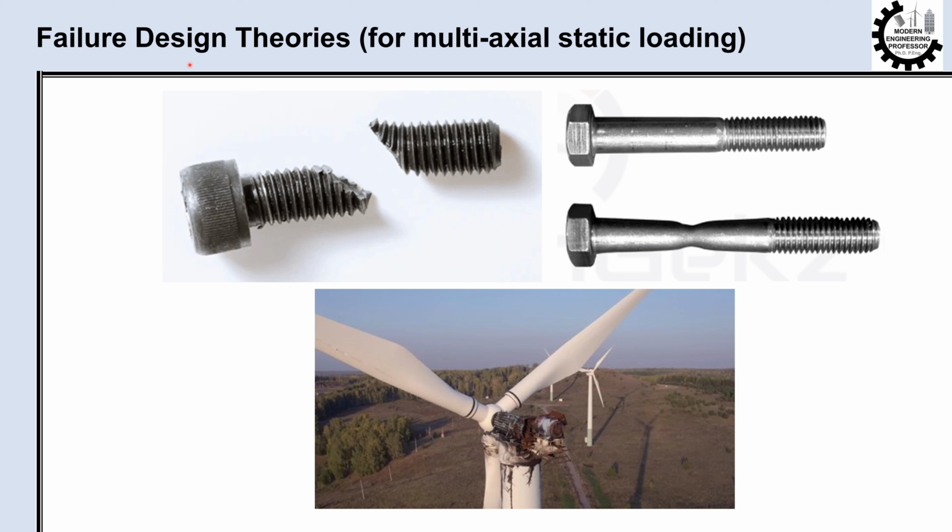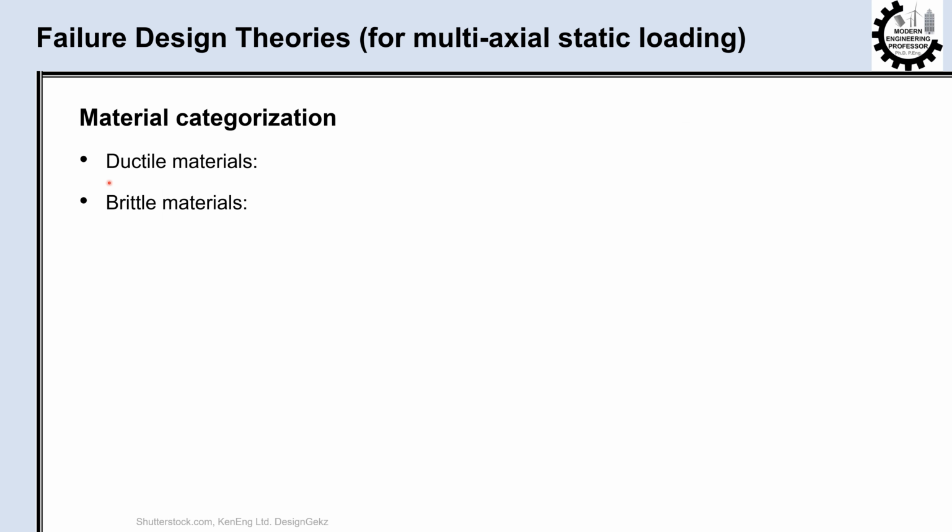In order to explain the failure theories, first we need to define what failure means. Failure could mean different things for different materials. In the context of mechanical design, most materials can be categorized into two groups: ductile and brittle materials. The distinction between ductile and brittle materials is based on the amount of material's strain at fracture.